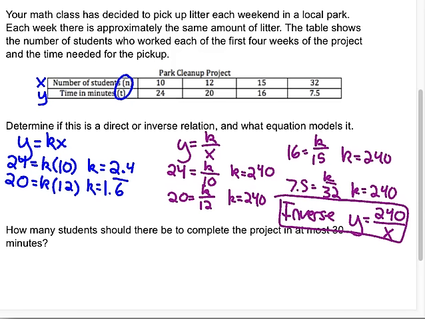So again, I don't think it's that difficult. All you have to do is remember that direct is y equals k times x, inverse is y equals k divided by x, and then just plug in the points until you find which one gives you consistency in those k values. All right, now, how about that next piece?